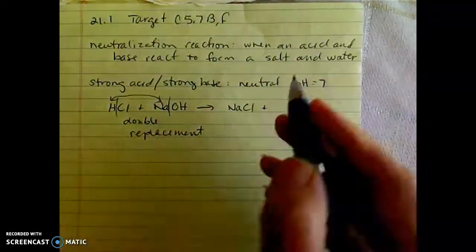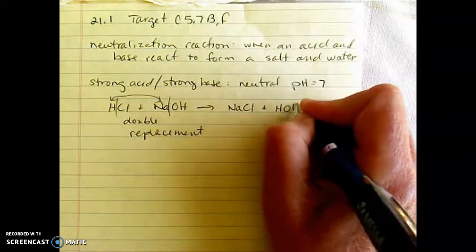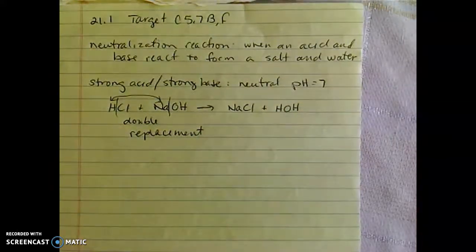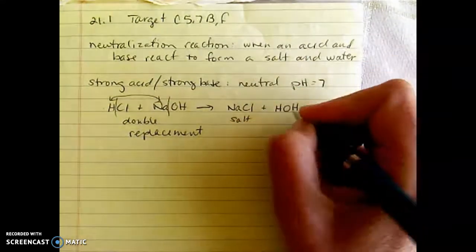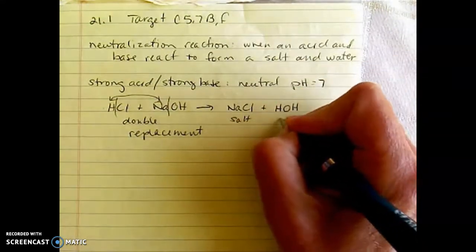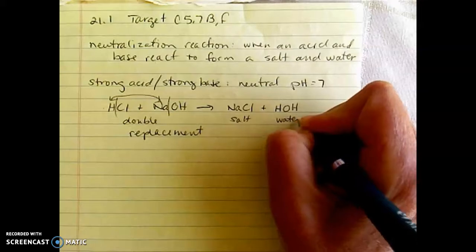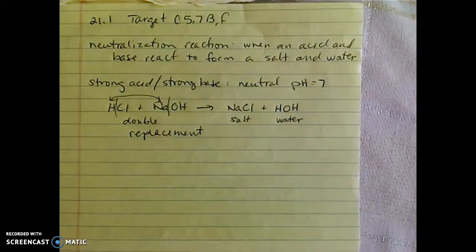Notice H and OH come together to form water. I like to write it as HOH so I can balance these more easily when I write out the full balanced reaction. This one would actually be balanced, and your NaCl is your salt, and your HOH is your water, your H2O. So you will always get water, and then the salt is going to depend on what acid and what base you have reacted together.